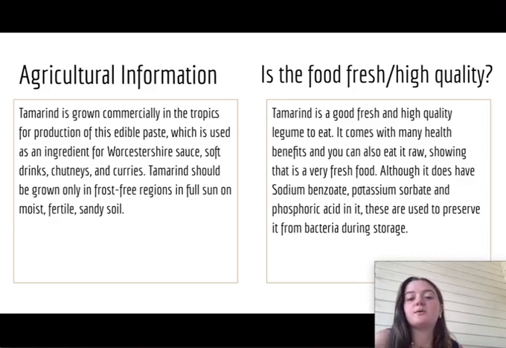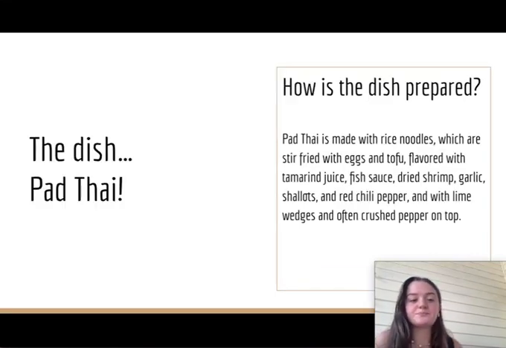It's a food that is fresh and high quality. Tamarind is a good, fresh, and high quality legume to eat. It comes with many health benefits, and you can also eat it raw, showing that it's very fresh food. Although it does have sodium benzoate, potassium sorbate, and sulfuric acid, these are used to preserve it from bacteria during storage. The dish I made was pad thai.